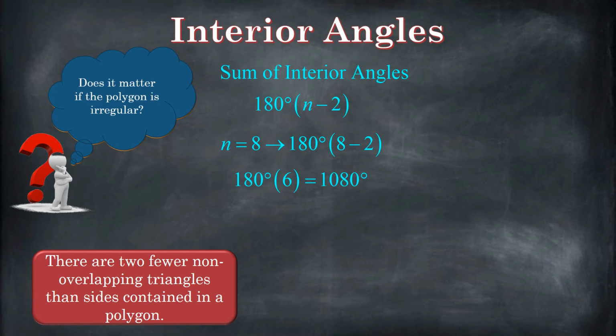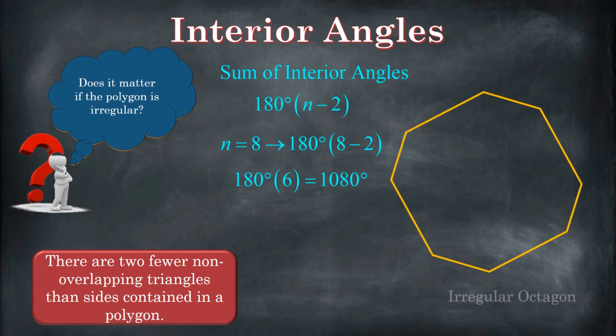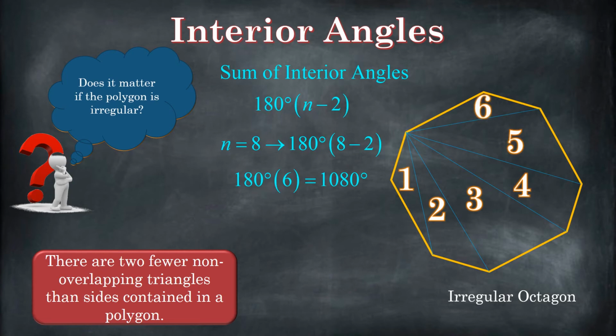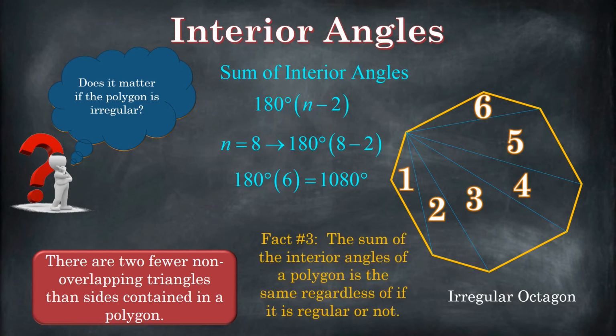Now, does it matter if the polygon is regular or irregular if you're talking about the sum of the interior angles? Well, it turns out it doesn't matter. Let's take this irregular octagon right here. If we cut it up into non-overlapping triangles, we have 6, which we expect. That's 2 less than the number of sides. So, boom, we're done. The sum of the interior angles of a polygon is the same. We use that formula, 180 degrees times the quantity n minus 2, whether it's a regular or an irregular polygon, right?